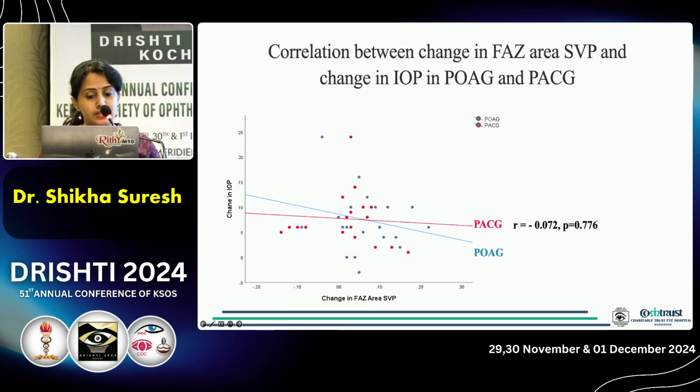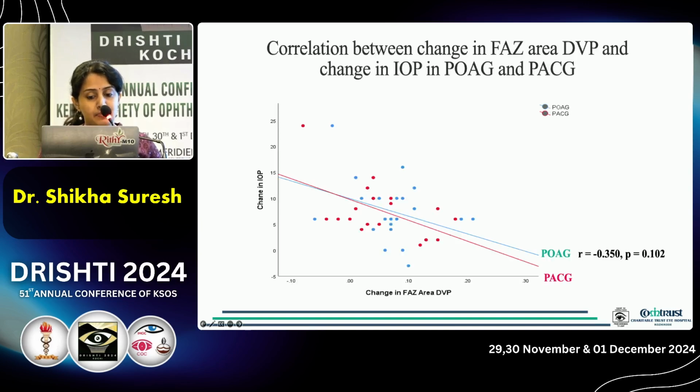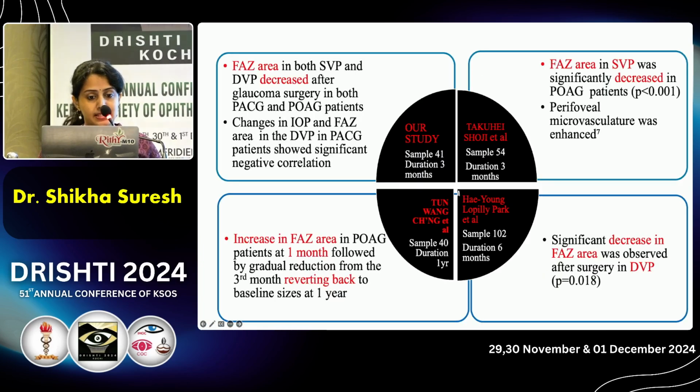Correlation between change in FAZ area in superficial vascular plexus and change in IOP: in both the groups, there was a weak negative correlation, but it was not statistically significant. When it comes to deep vascular plexus, in the PACG group, there was a negative correlation which was statistically significant. So, our study found that FAZ area was decreased in both superficial and deep vascular plexus after glaucoma surgery in both PACG as well as POAG patients, and the changes in IOP and FAZ area in deep vascular plexus in PACG patients showed significant negative correlation.